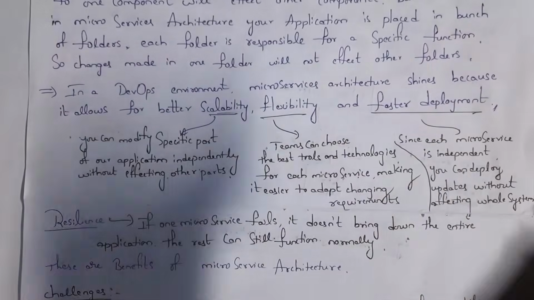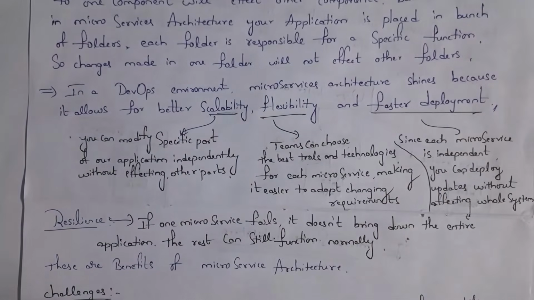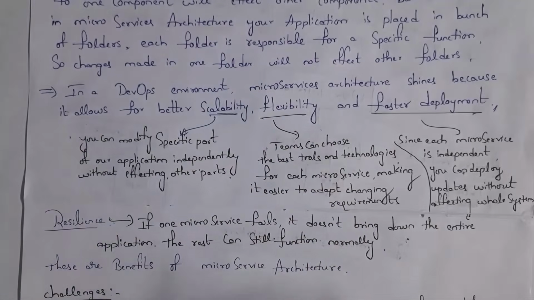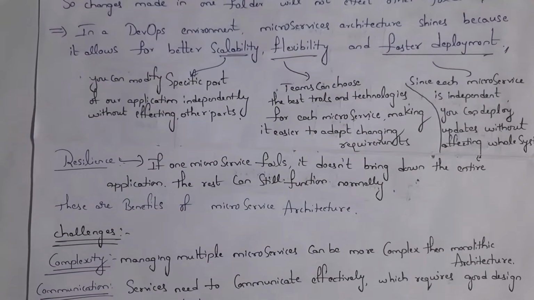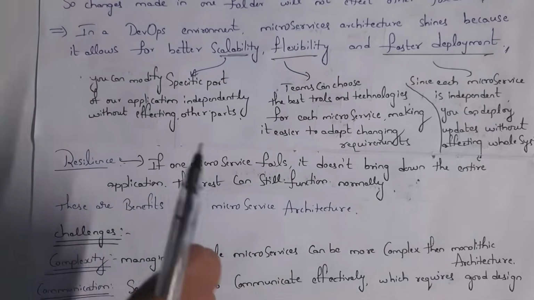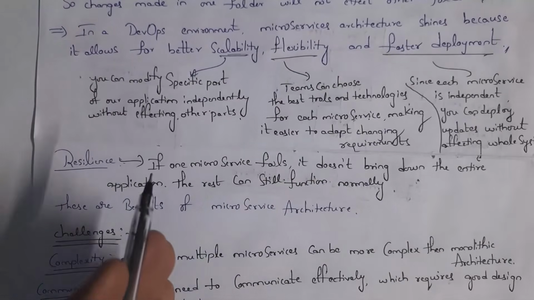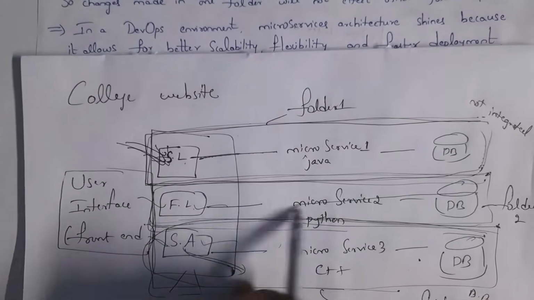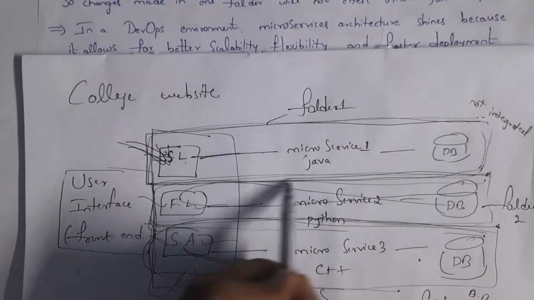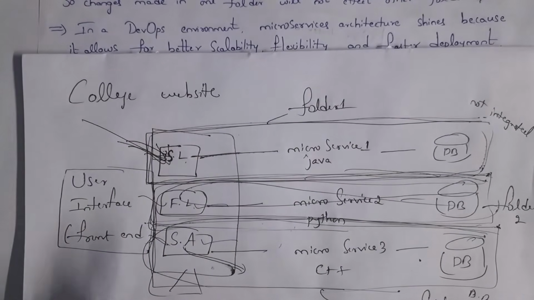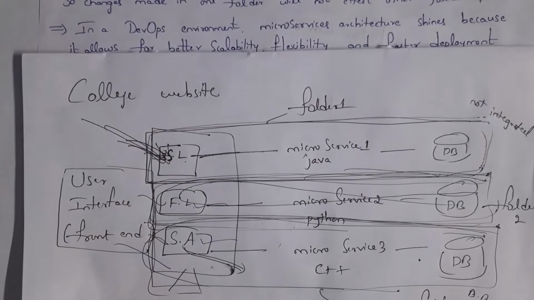And next one is faster deployment. As we know, each microservice is independent. So you can easily update only that part of the application without affecting the entire application. And the last advantage is resilience. If one microservice fails, it does not bring down the entire application. The rest can still function normally. For example, if this faculty login is not working well, it will not affect student login and student attendance. Both will work normally.